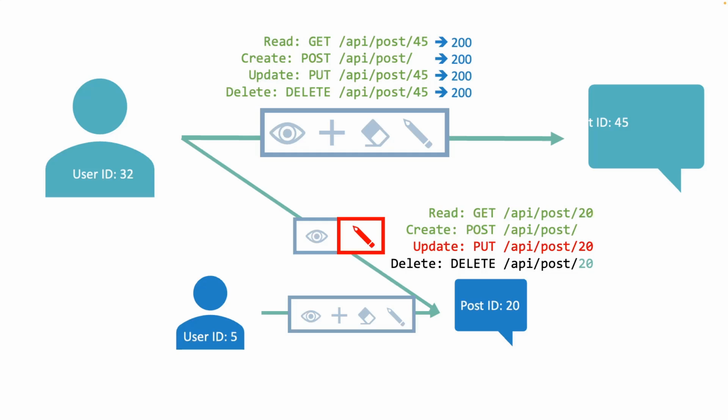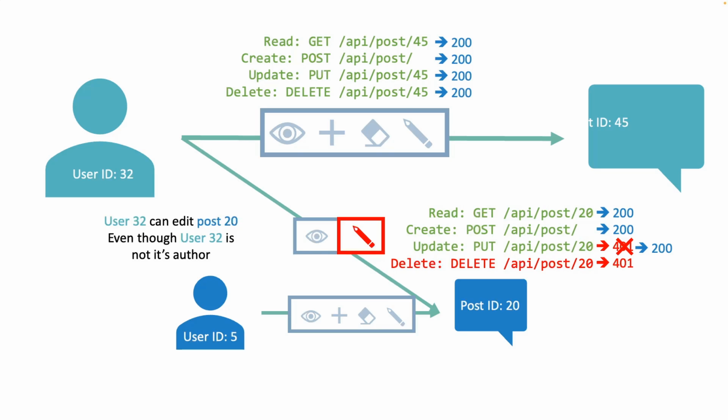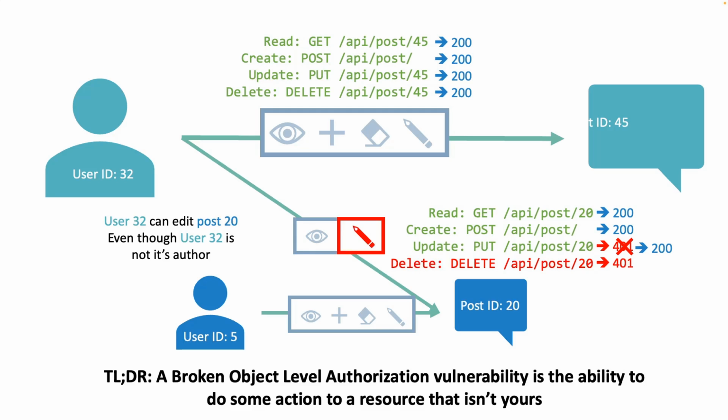But we shouldn't be able to update or delete that particular post, because both of them belong to the other user, right? We should get a 401 unauthorized. However, if it does work and we actually get a 200 back, that is an IDOR, that is a bounty. So user 32 can edit post 20 even though user 32 is not its author. It is simply the ability to do some action to a resource that isn't yours.